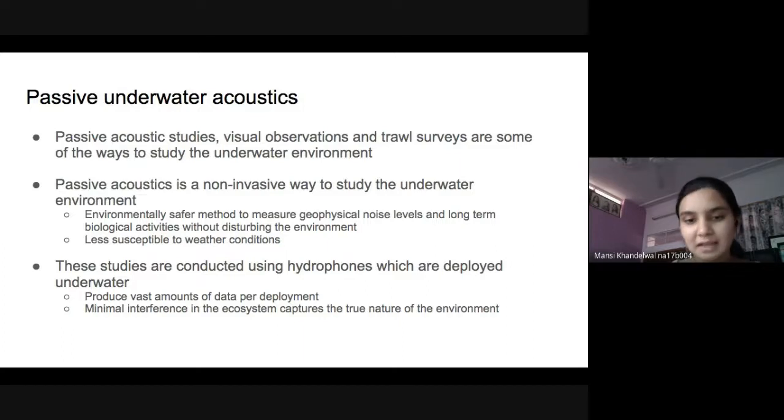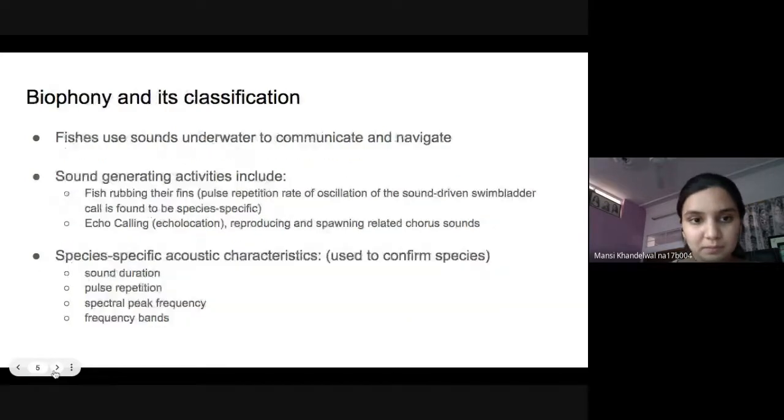And these studies, like I talked about, are conducted using hydrophones which are deployed underwater. They could be either moored to the seafloor or deployed using a stationary station over water. These are very useful because per deployment they generate vast amounts of data. To give you a sense of the magnitude, they produce hundreds of GBs of data per deployment, and that's very useful for people who want to study the underwater environment. They again offer minimal interference with the ecosystem, and we can capture the true nature of the underwater ecosystem.